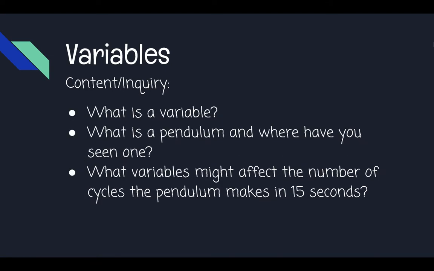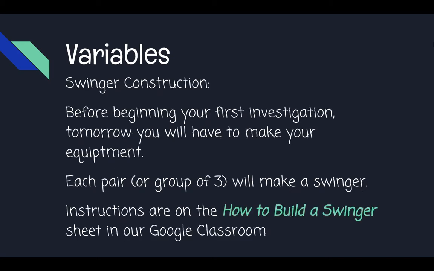And then if you, somewhere on the bottom half of the page, could write down these 3 questions. These are questions we'll be answering when we do our investigation together. So what is a variable? What is a pendulum, and where have you seen one? And finally, what variables might affect the number of cycles the pendulum makes in 15 seconds? So these are 3 of the questions that we will be answering together when we do the investigation.